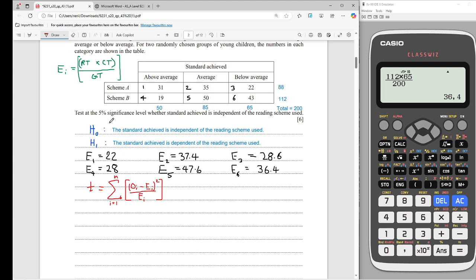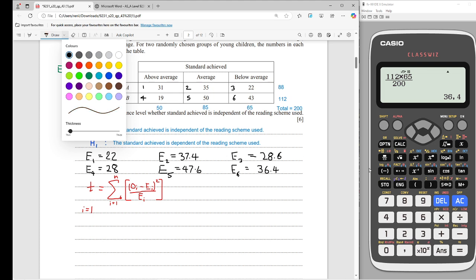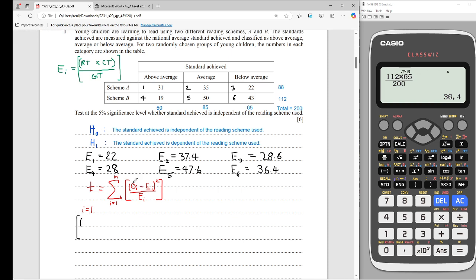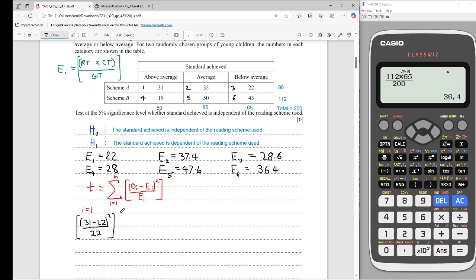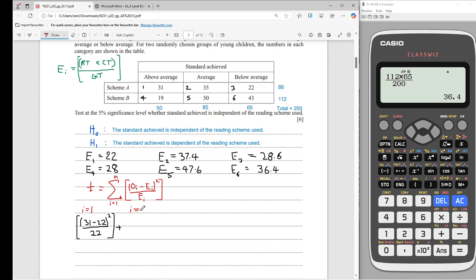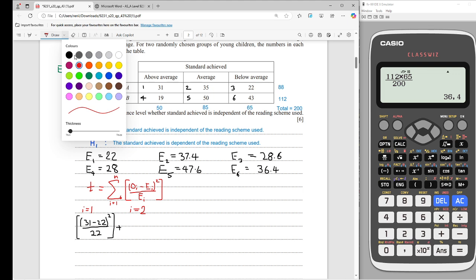So now that we have that, we can calculate when I equals 1. Our observed value O1 is 31, expected is 22. We square the difference, whole divided by 22. This is what happens when I is equal to 1. And now that we have the summation, that means we need to add it. Now when I equals 2, we need to do this until I equals 6.